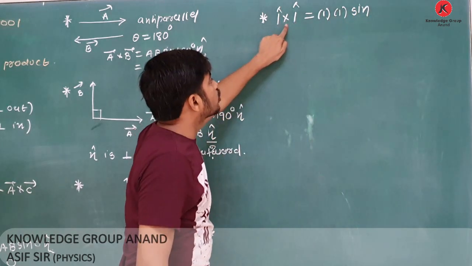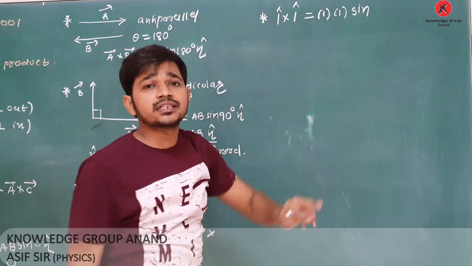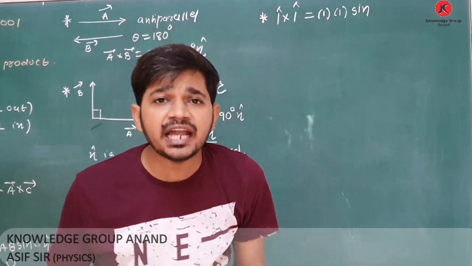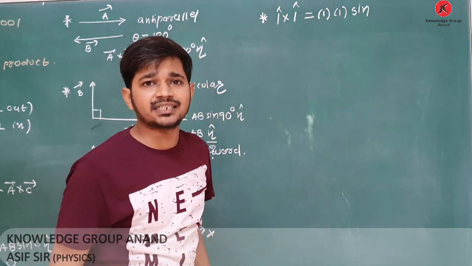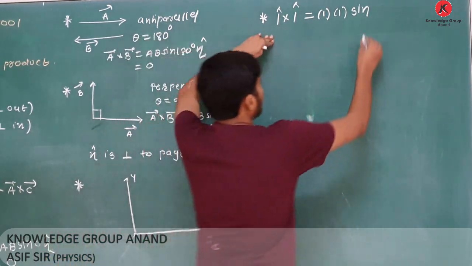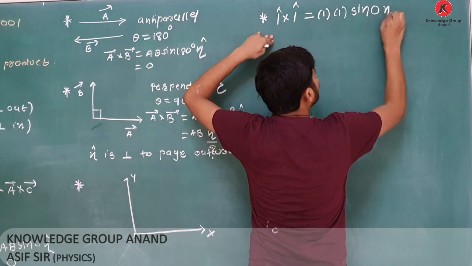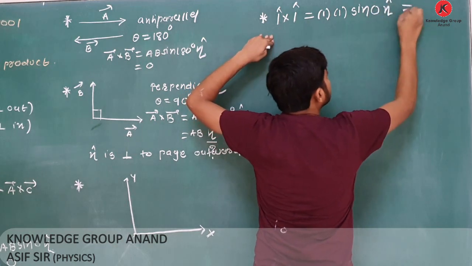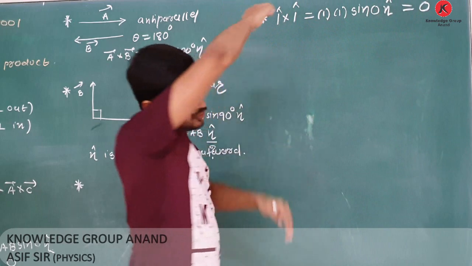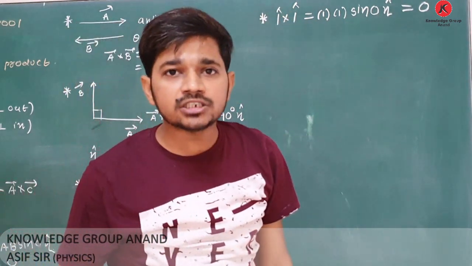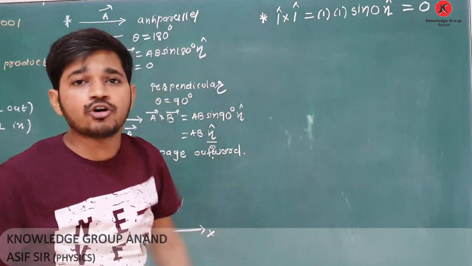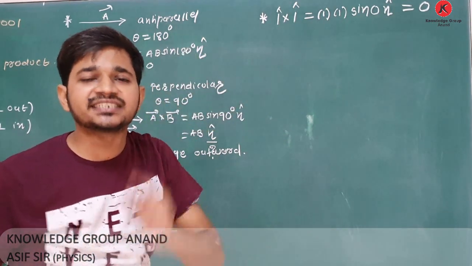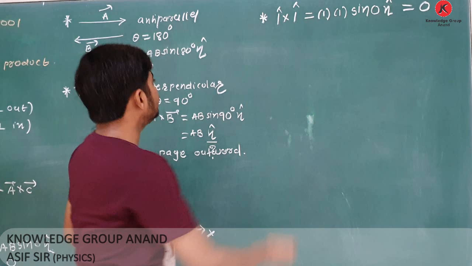Since in i cross i, both vectors are in the direction of x, what is the angle between them? Yes, they are parallel vectors, they are equal vectors. So the angle between them is 0. Here it is n caret, sine 0 is equal to 0. Yes, we know it. So what is i cross i? Yes, i cross i is equal to 0.